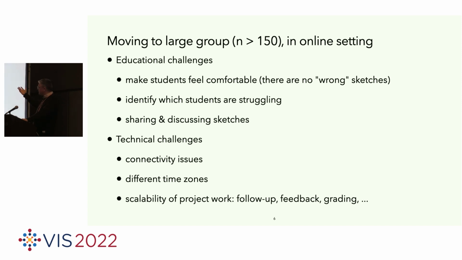Something else is that normally you can see which students are struggling because they don't have any sketches, but if that happens online, how do you see that? How do you make students share and discuss the sketches if they cannot sit together at the same table? And also, while going online, there are technical issues, like, what if someone's connection drops out? We worked with different time zones, going from China and Australia all the way to South America. And how do we scale everything?